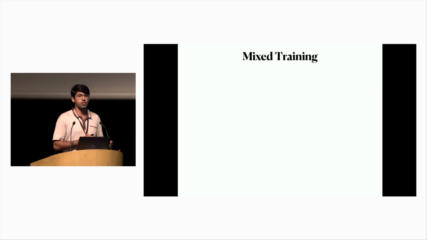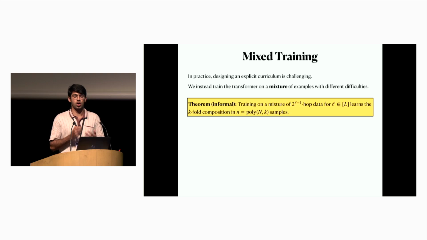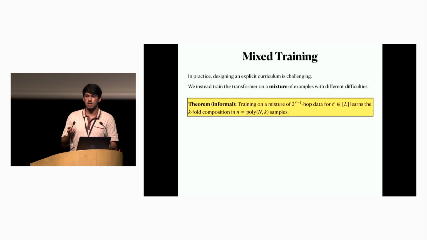Beyond just curriculum learning, we also consider a different setting where instead of training on examples of increasing difficulty, we train on a mixture of examples of 2 to the L minus 1 hop data all at the same time. And here we show that the transformer succeeds in learning with polynomial sample complexity as well.